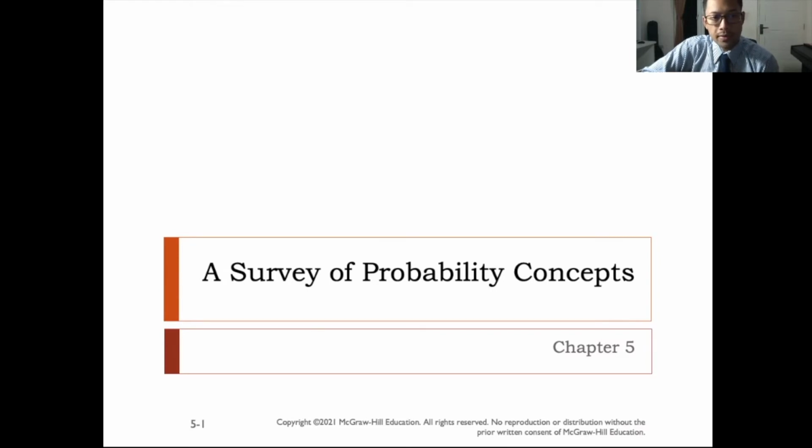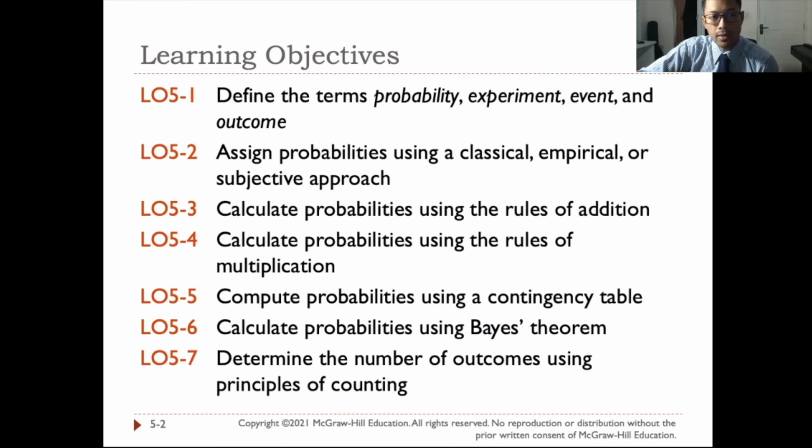Today we're going to discuss a survey of probability concepts, and let's start with the learning objectives. So there are 7 learning objectives. First, we're going to define the terms probability, experiment, event, and outcome. We're going to learn about assigning probabilities using a classical, empirical, or subjective approach. We're also going to learn how to calculate probabilities using the rules of addition and rules of multiplication.